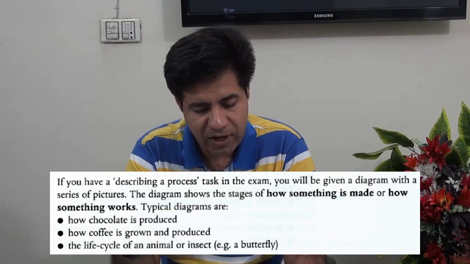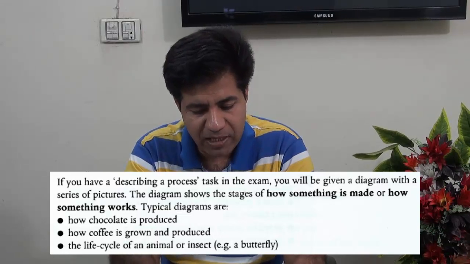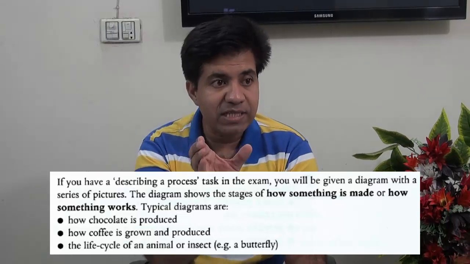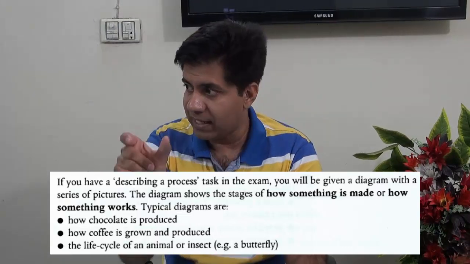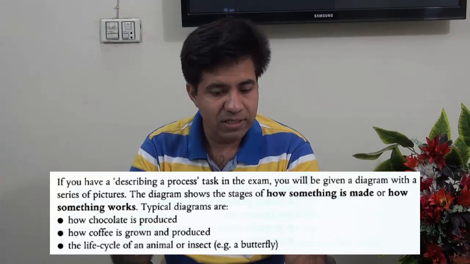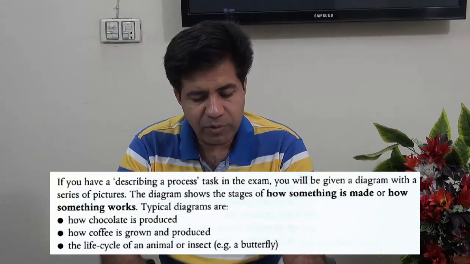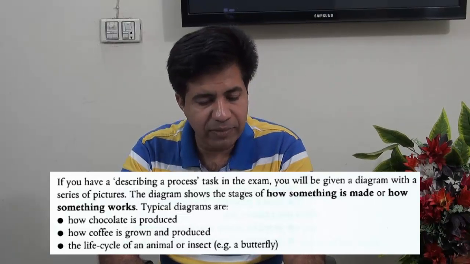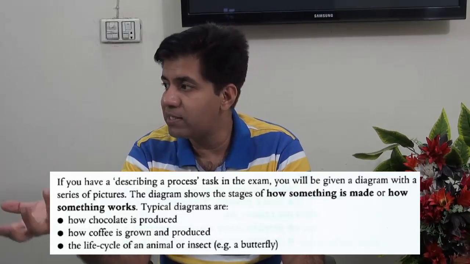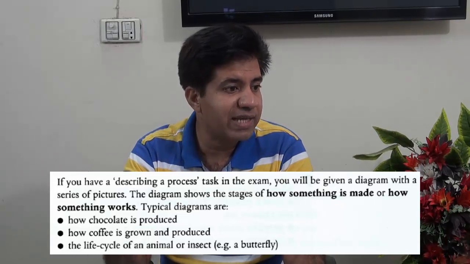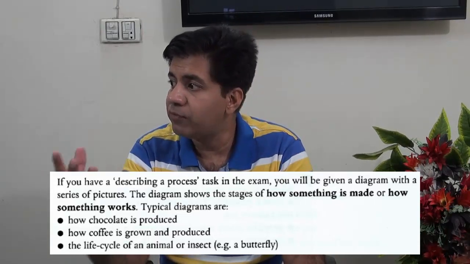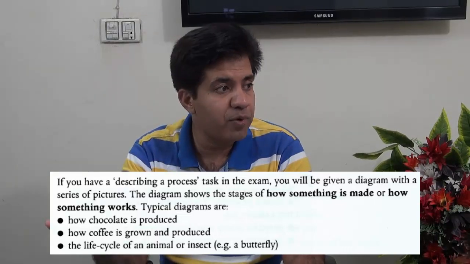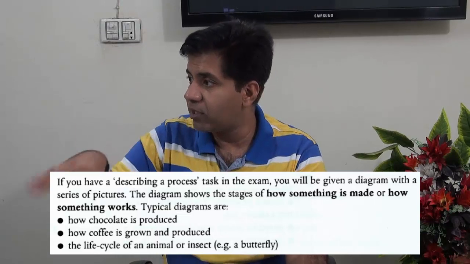So if you have a describing a process task in the exam, you will be given a diagram with a series of pictures, like first one, second process, third, fourth, fifth, sixth, and so on. The diagram shows the stages of how something is made or how something works. It can be a piece of machinery. How does it work? It can be the brick making process. How do they make the bricks? You know bricks? We use them for building, for construction.